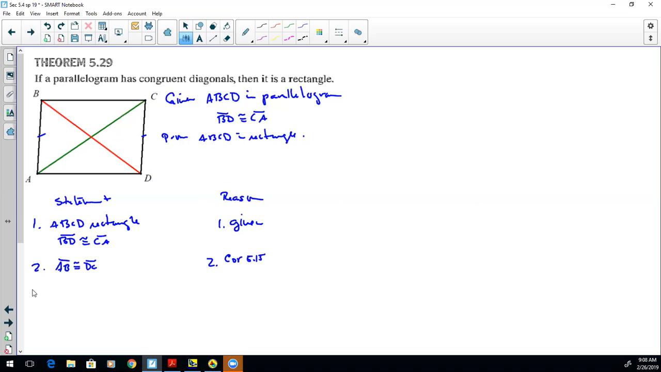Statement 3 I've got here is that AD is congruent to DA. So that guy's congruent to itself. And anytime you have something like x equals x, or something is congruent to itself or equal to itself, that's a reflexive property.